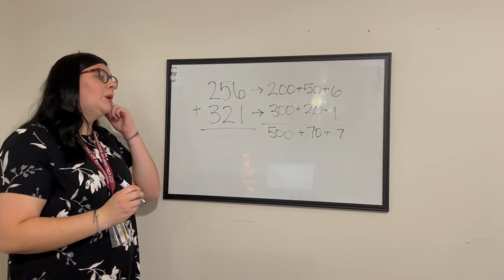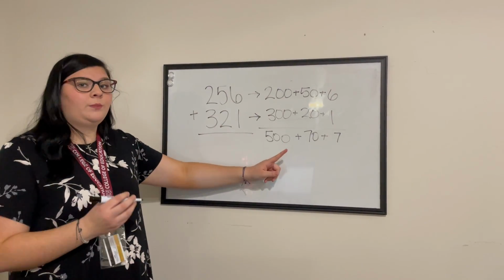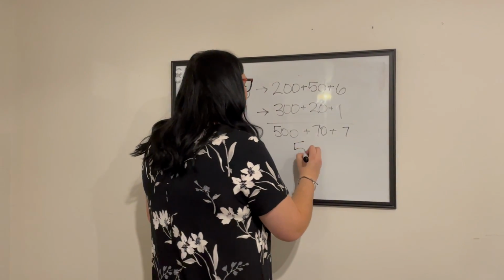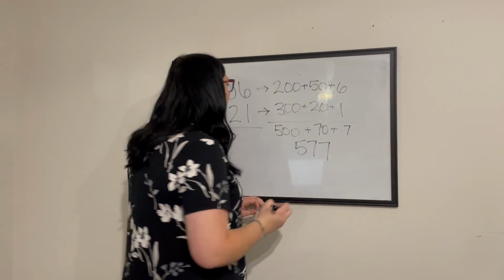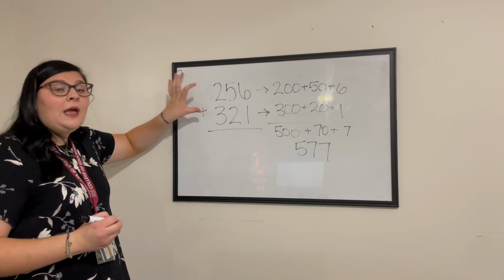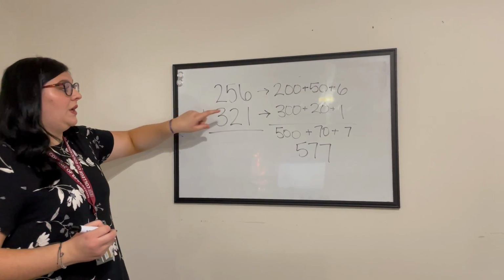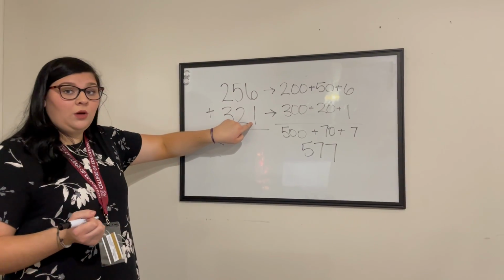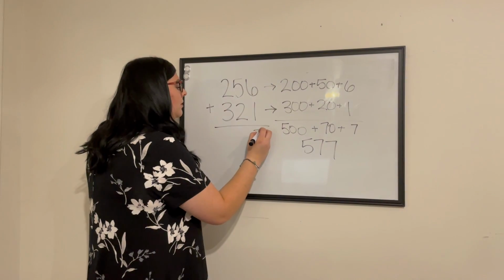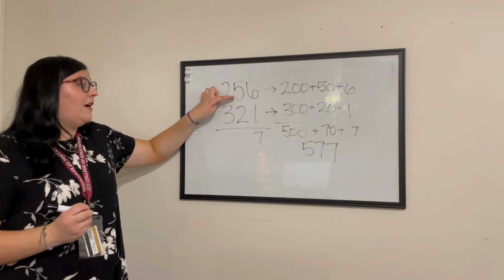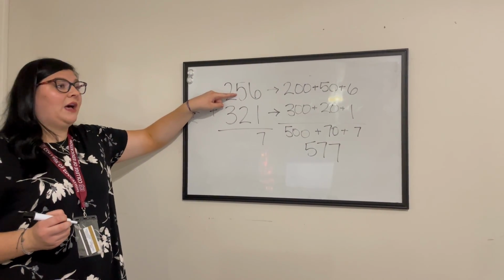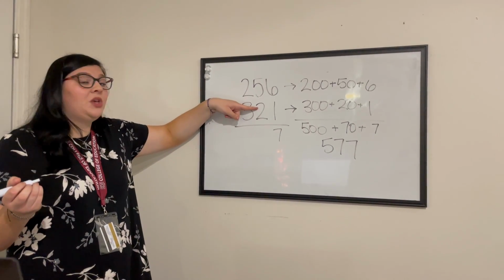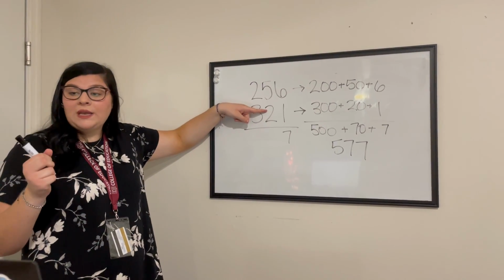All right, so if we put that together, what do we get? Awesome, 577. So now if we look over here at our standard form, we're gonna see the 6 and the 1 in the 1's place, and that's going to equal 7. Good job. And then we're going to look at the 5 and the 2, and the value of the 5 is 50, very good, and the value of the 2 is 20, very good.